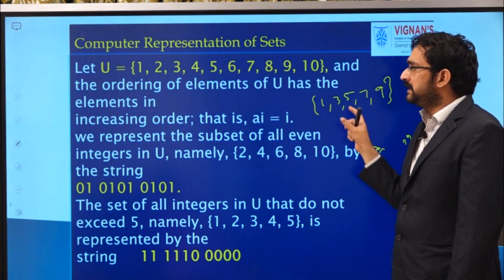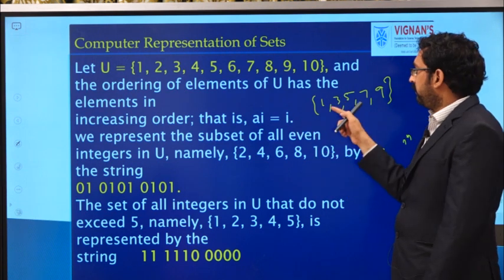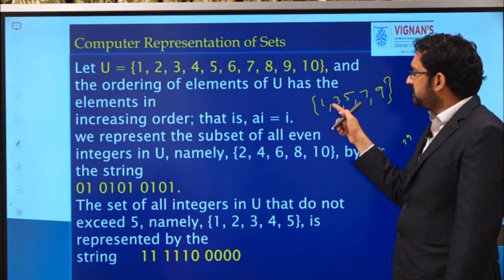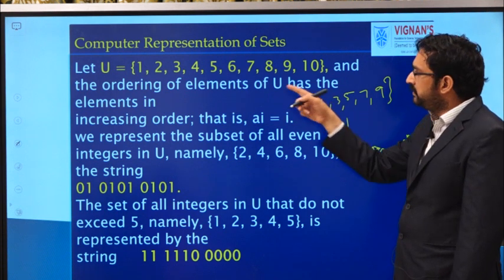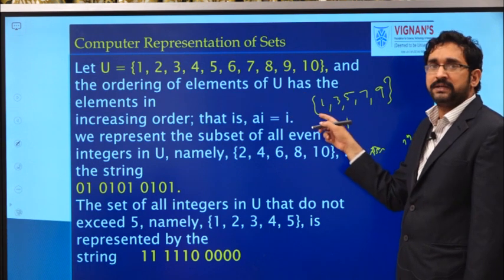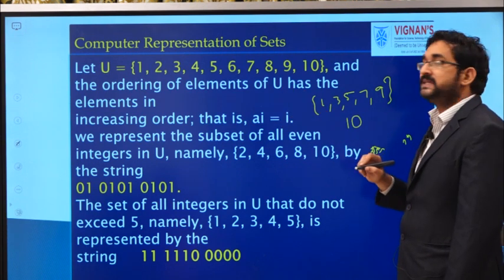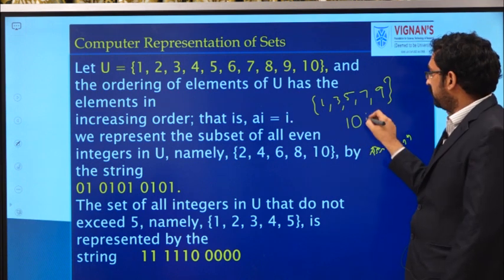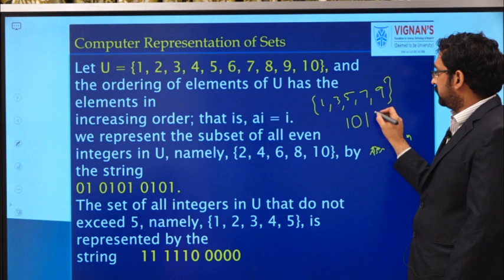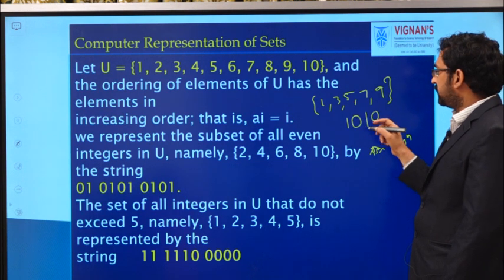We have to represent it using a bit string. 1 is in the universal set, which is in the subset, so it can be represented by 1. 2 is in the universal set, but it is not in the subset, so it is represented by 0. 3 is in the subset as well as the universal set, so 1. 4 is not in the subset, 0. 5 is in the subset.